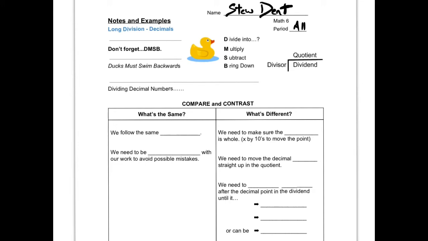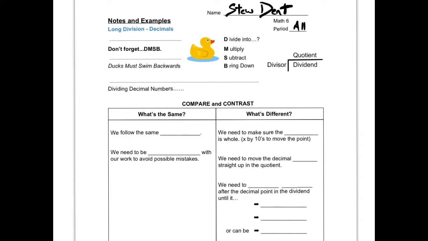All right, we want to talk about long division, but we want to talk about long division when we have decimal numbers, which is a little trickier to do, but with the same rules that we use for whole numbers, we will be able to long divide with decimal numbers too. So a couple of things to remember.